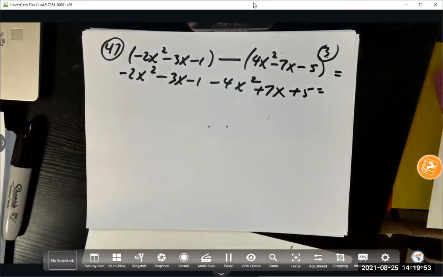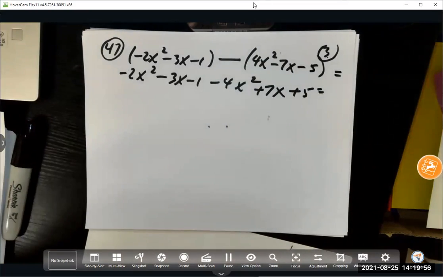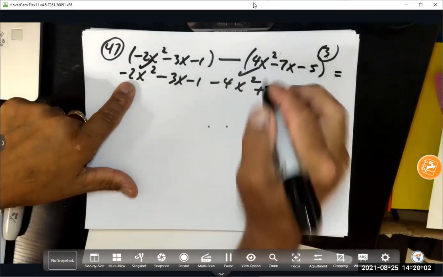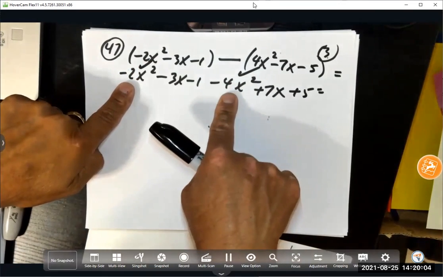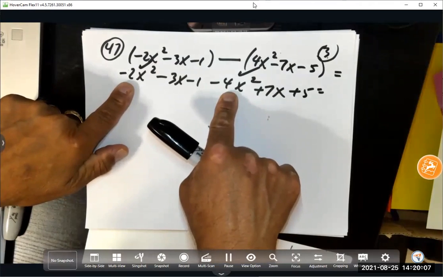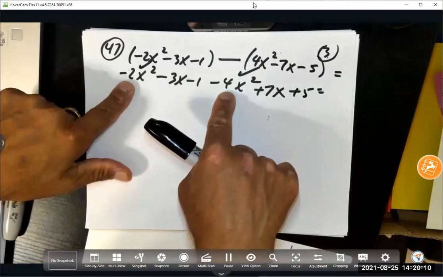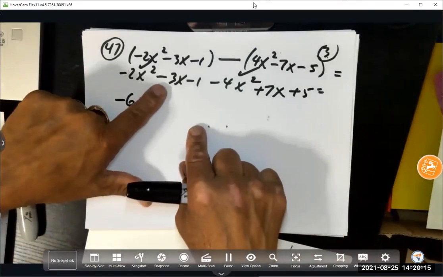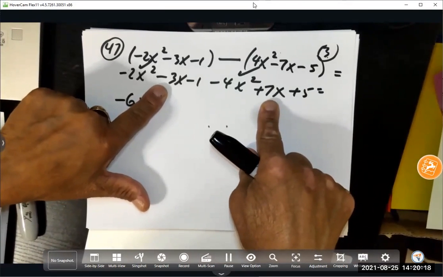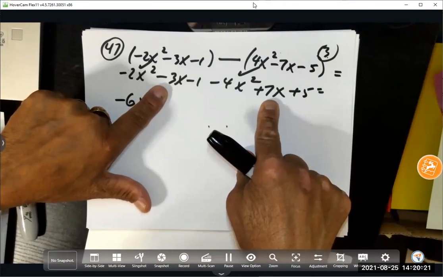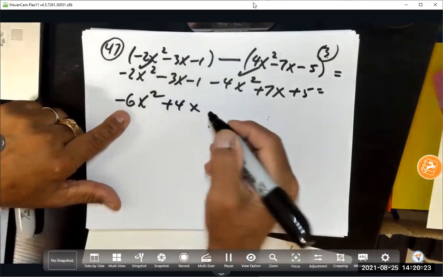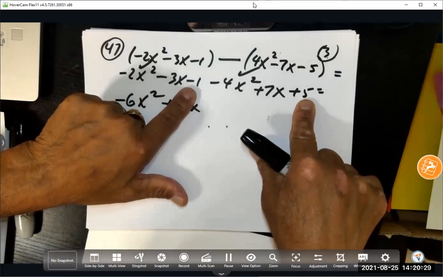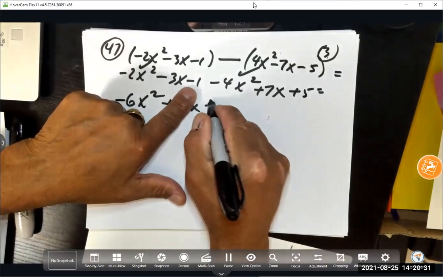There it is. So now this is where you use your calculator, your TI-84, whatever you have. You have negative 2x squared and negative 4x squared. What is this going to be? Negative 6x squared. What about this one? Positive 7x, negative 3x. Positive 4x. There you go, plus 4x. And the last one, negative 1 and positive 5. What about that? Positive 4, plus 4.